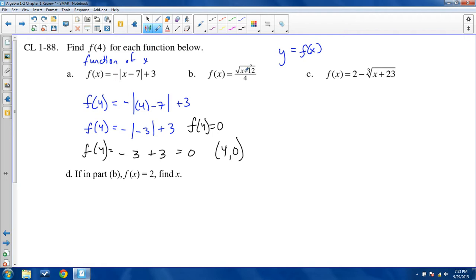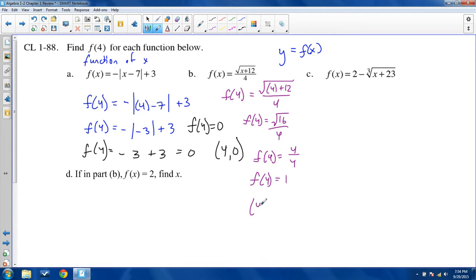Okay, letter B. F of x equals the square root of x plus 12, over 4. So we're going to take the f of 4 here, remember? So f of 4 equals the square root of 4 plus 12, divided by 4. So f of 4 equals the square root of 16, divided by 4. So f of 4 equals, the square root of 16 is 4, divided by 4. So f of 4, a lot of 4s. F of 4 equals 1.